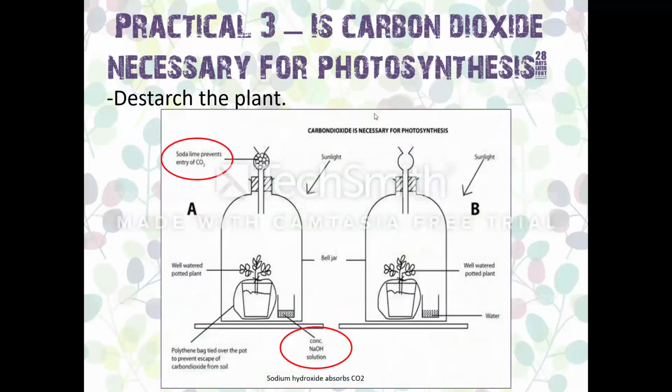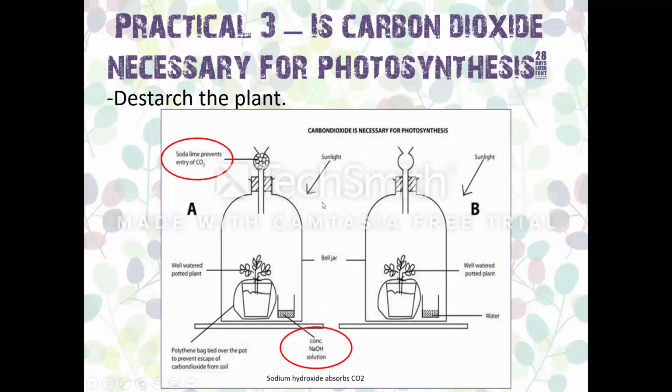The next experiment: is carbon dioxide necessary for photosynthesis? So now again, remember that to do the control, we must use a plant that has been destarched. Okay, I've explained that, so I'm not going to re-explain it. Now I'm testing for carbon dioxide. I'm wanting to know, is carbon dioxide necessary? We know it is necessary. So if I had to do this in an experiment, in a write-up, the aim is to test whether carbon dioxide is necessary for photosynthesis. Hypothesis: carbon dioxide is necessary for photosynthesis to take place.